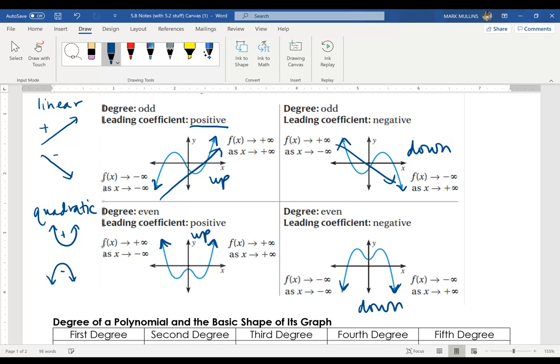So again, with odd, the graph is going opposite directions, and up for positive, down for negative. With even, both ends of your graph are going the same direction. And up is positive, down is negative.